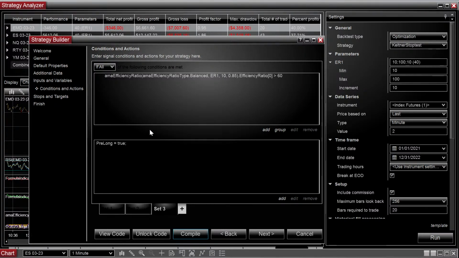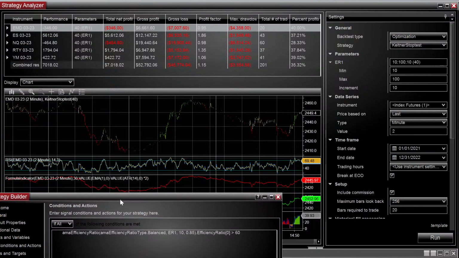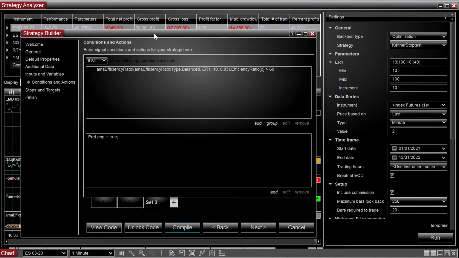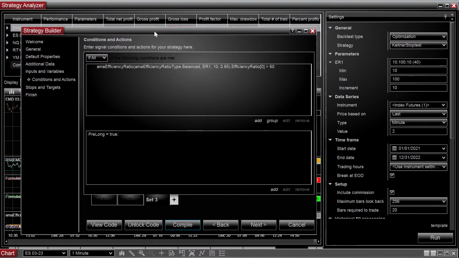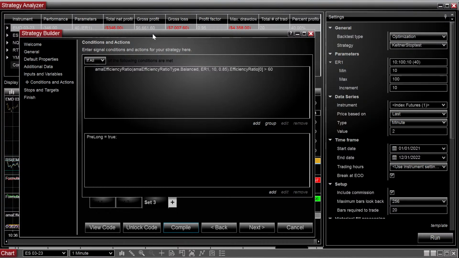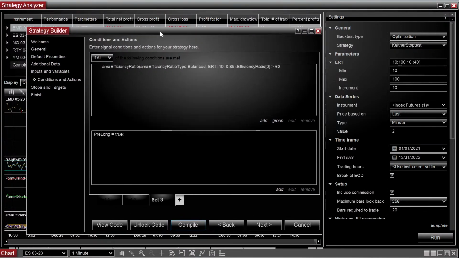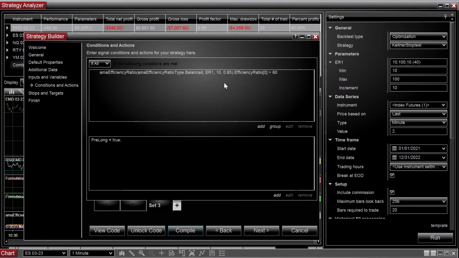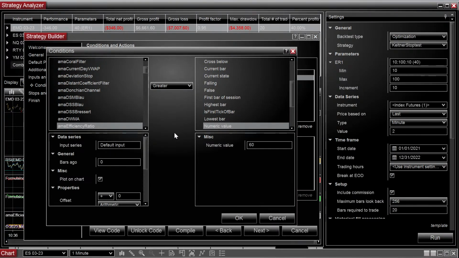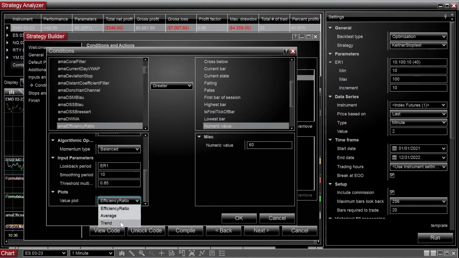Oh shit, I forgot about the efficiency ratio and how it works. Gotta give it direction. So you can't just say cross above 60. You gotta give it the direction as well, because it's either gonna be green or red. So let's go to the trend and say equals -1.